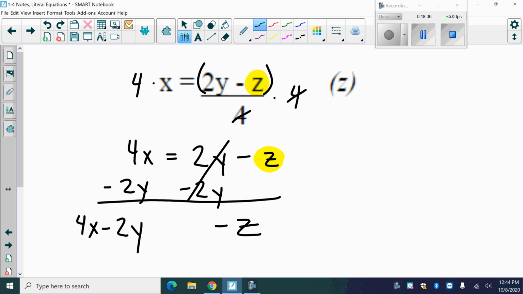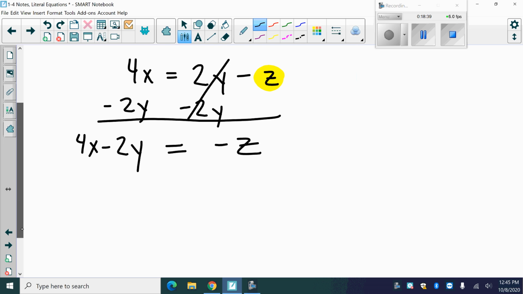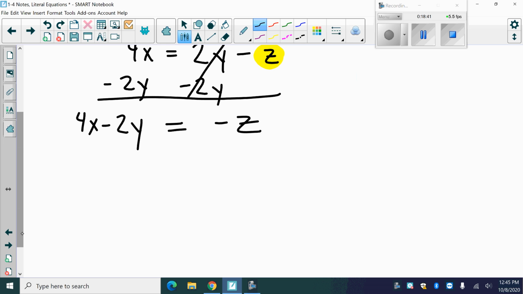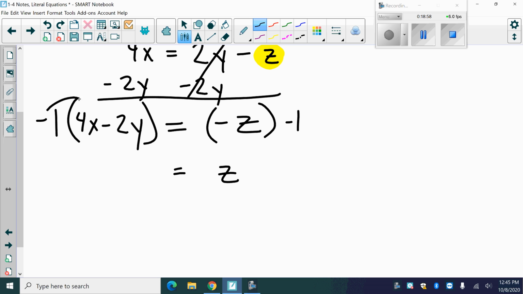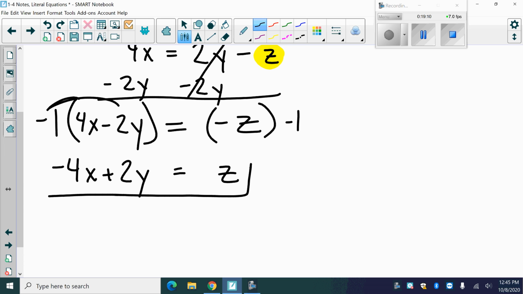Okay? 4x minus 2y, those are not like terms. Do not combine them. Now, how do I get rid of a negative? I talked about this earlier in one of my videos. Let's see if you can remember. We're going to multiply both sides by negative 1. Negative z times negative 1 gives me z. And then go ahead and distribute this to the entire thing, and I'm left with negative 4x plus 2y, because negative 1 times negative 2y is a positive, equals z, and now your z is by itself.